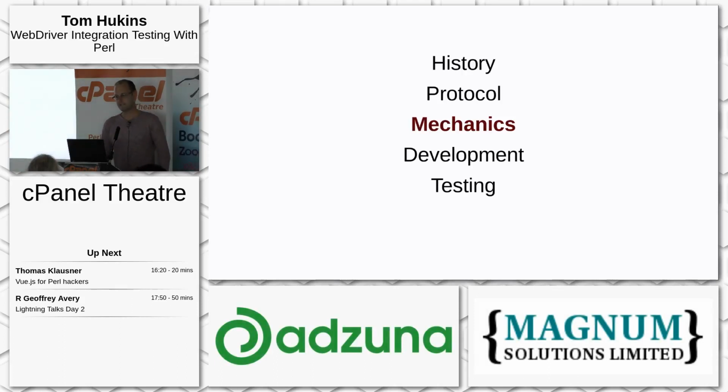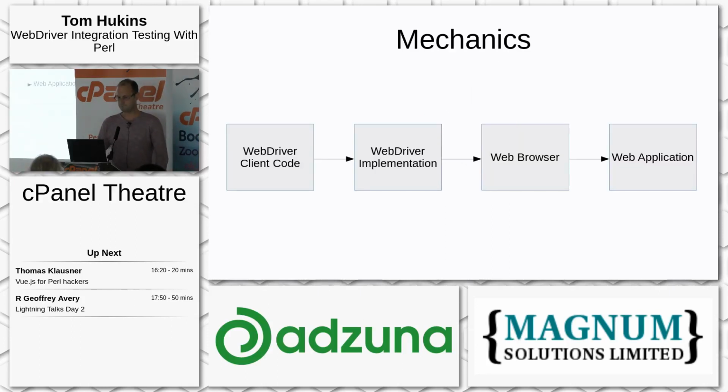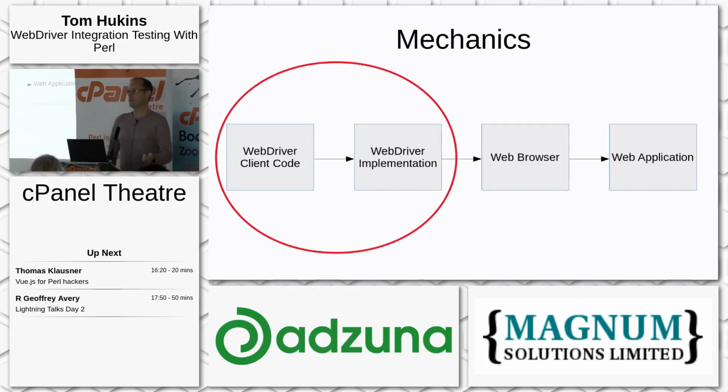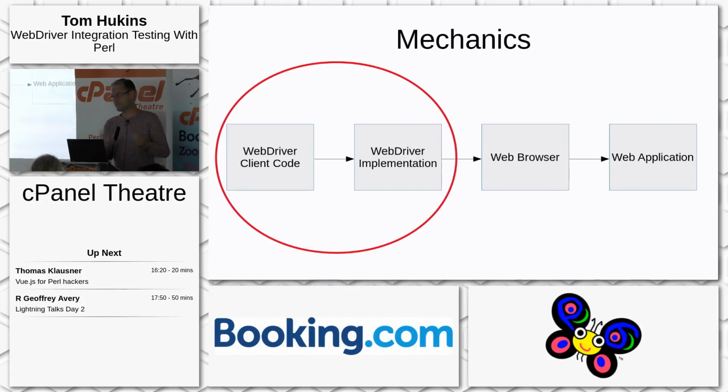So, the mechanics. How do you work with this thing? How do you go about writing your WebDriver code? Well, there's more than one way to do it. But I think generally, you're going to end up with these 4 parts of what you're working with. If you write your WebDriver client code, that can be in a language like Perl or any other language that has a WebDriver client. That talks to the WebDriver implementation using the WebDriver protocol. And the WebDriver implementation could be Selenium 2, or it could be something else.